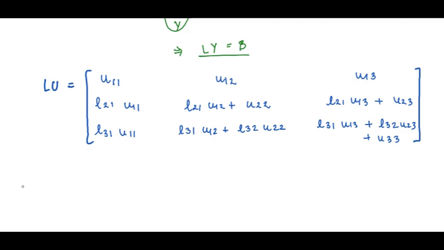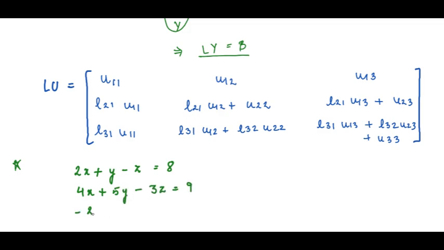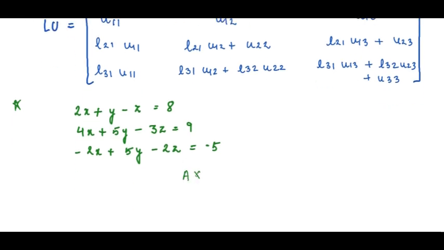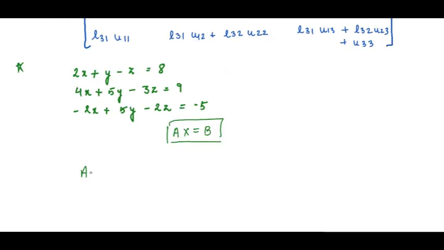So here we have a very quick question on the Doolittle method. We are given a system: 2x plus y minus z equals 8, 4x plus 5y minus 3z equals 9, minus 2x plus 5y minus 2z equals minus 5. Writing it in matrix form, Ax equals b, where A equals [2, 1, -1; 4, 5, -3; -2, 5, -2] and b equals [8, 9, -5].